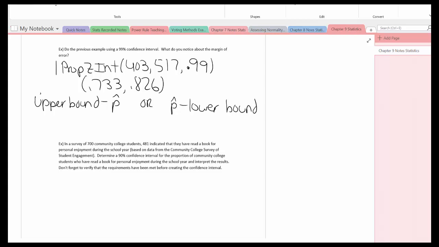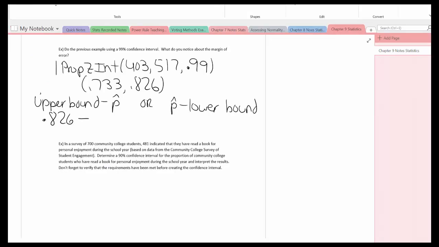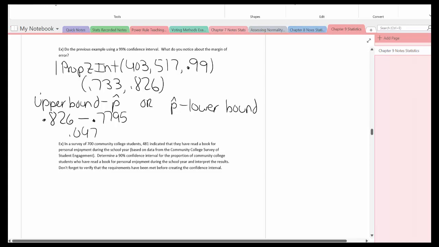Okay, so you can either do the upper bound minus p hat or p hat minus the lower bound. Well, the upper bound is 0.826. Let's go back to the calculator and see what p hat is going to be. So notice p hat, and I'm going to round it to 4 decimal places. I'm going to write 0.7795. So let's put that on the paper. So putting in, and we get 0.047, or do the p hat minus the lower bound, and we get this.